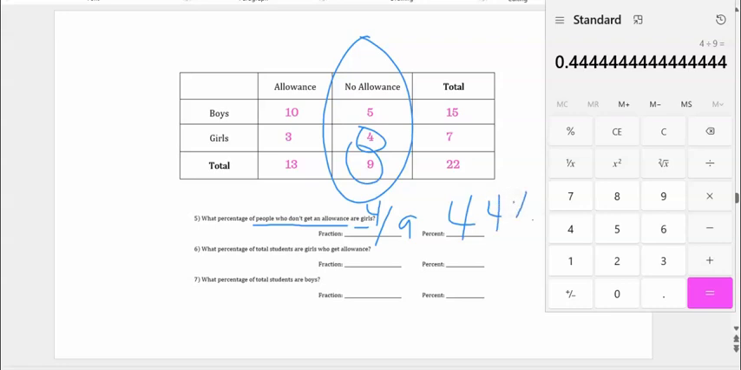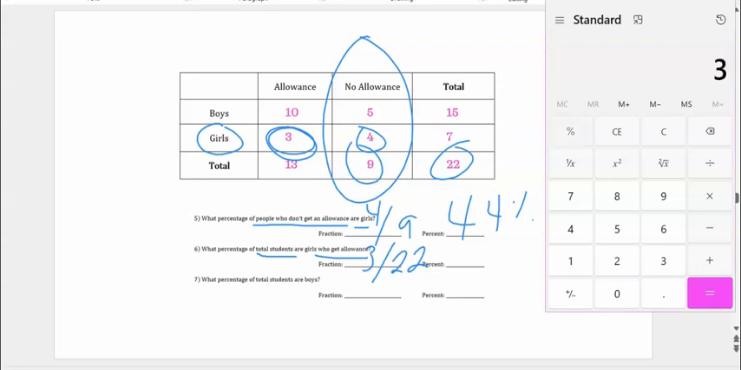All right, last 2. What percentage of the total students? So again, how many kids are in the class? Oh, there's 22. That goes on bottom. That's your "of." Girls who get an allowance. Be careful. Girls who get an allowance. That's 3. There were 3 girls who got allowance. So 3 divided by 22, move it twice, 13.6. So I'm going to bump it up and say 14% of total students that are girls get an allowance.